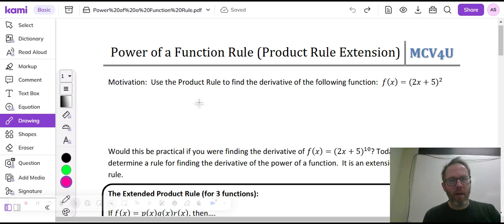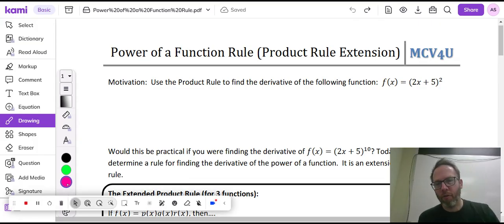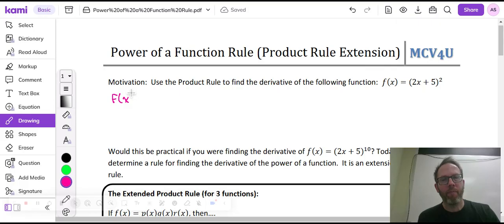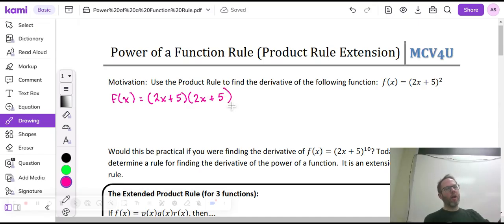All right, so we're going to find this derivative two different ways. The first way, using the product rule, we can write any power of a function, like 2x plus 5 squared, as the product of 2 or more. So in this case, it's 2x plus 5 to the power 2. Well, that's just 2x plus 5 times 2x plus 5. And then you guys could differentiate that using the product rule from last day.